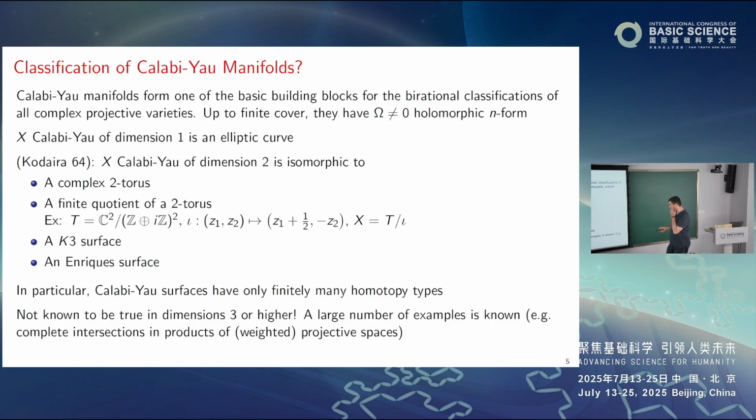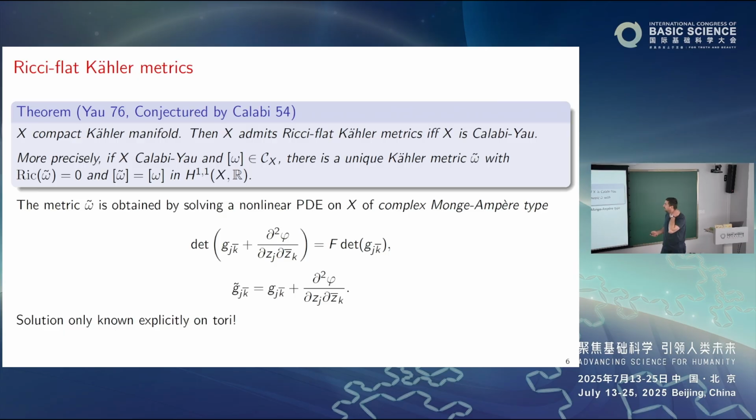There are a large number of examples known by various constructions, say complete intersections in products of weighted projective spaces, and physicists were very interested in this in the 80s and 90s. They developed a lot of technology to find many, many examples. But still, the number you get is large, but so far finite.